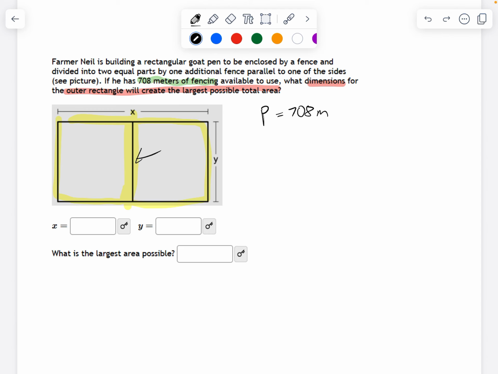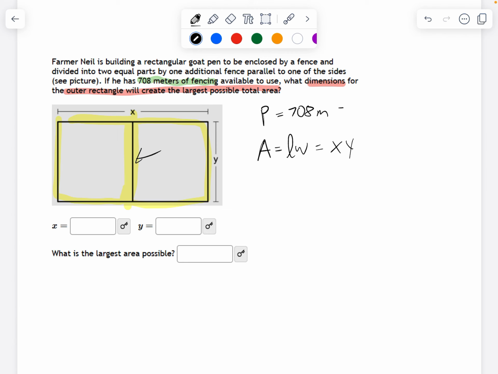Okay. Now what we're going to do is we can say, all right, what do we know about the shape? It's a rectangle, right? And our goal is to find the largest possible area, and we know the area of a rectangle is the length times the width, right? Or in our case, instead of length and width, we're using x and y. So I would say area equals x times y in our case here.